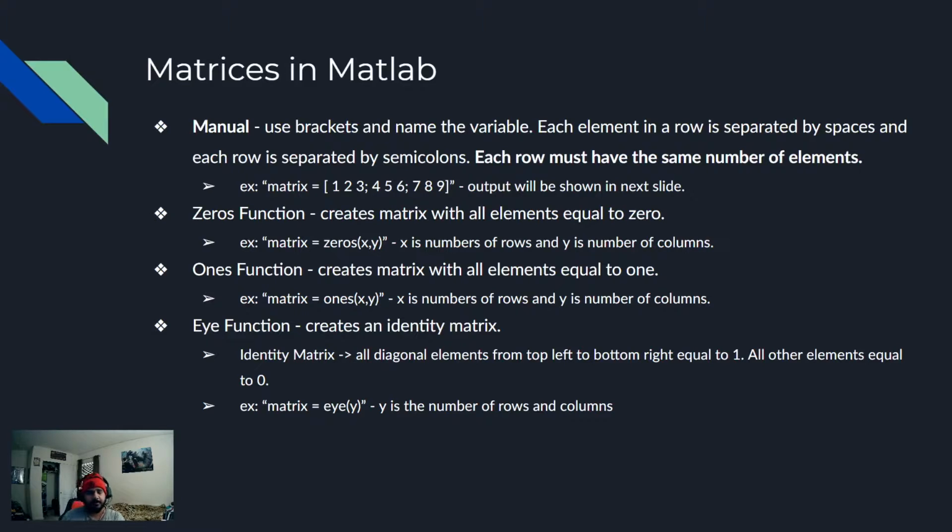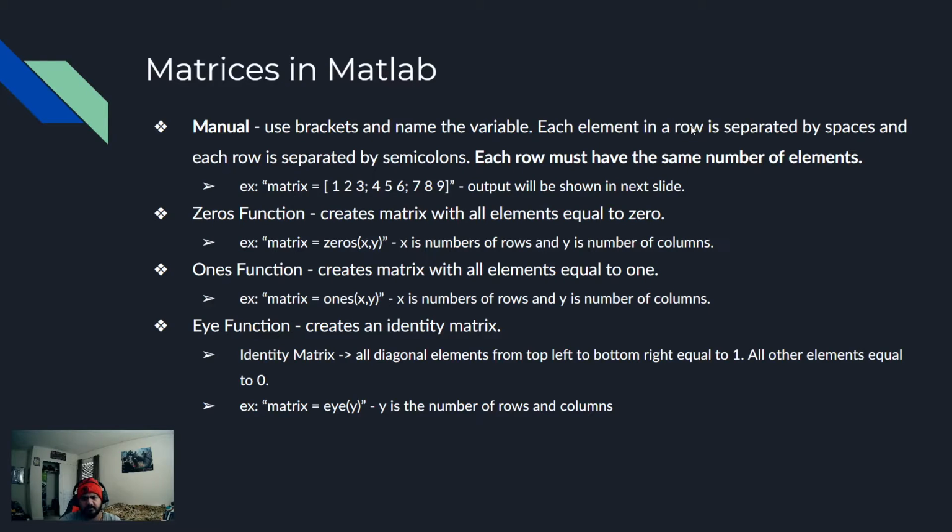Matrices within MATLAB. So, the manual way of entering a matrix. What you would essentially do is set up a variable, and same thing, open bracket, close bracket. And since we know that matrices are at least 2 rows and at least 2 columns, we would have to separate out the rows and the columns. So, what we would do is that each row is going to be separated by spaces, and each column is going to be separated by the semicolons.